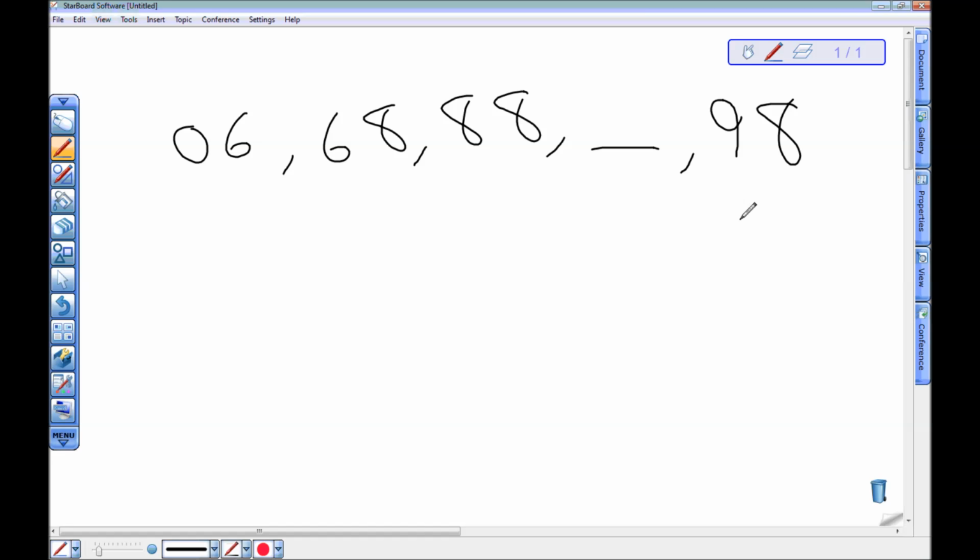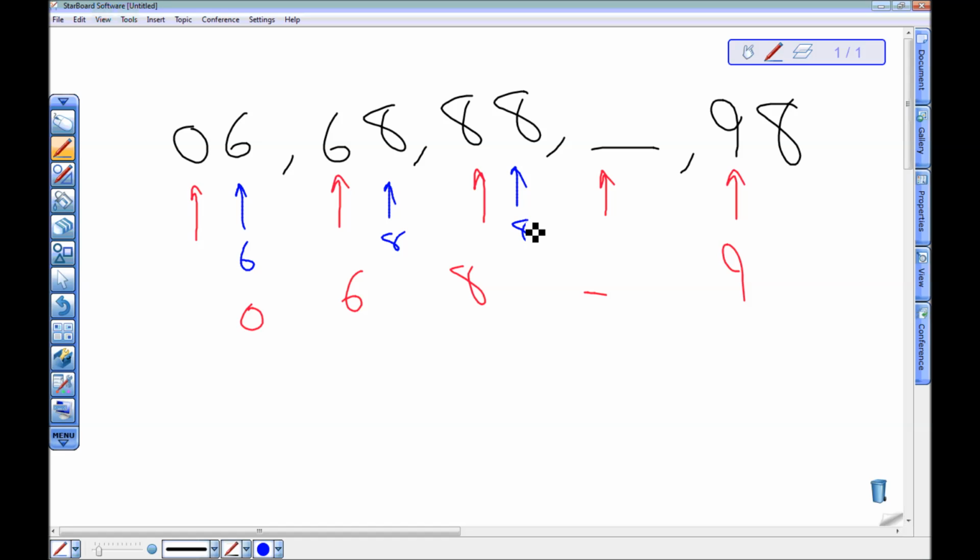All right, the next thing I thought about was, what if I look at just the first digit of each of these? Well, the first digits are 0, 6, 8, I don't know, and 9. That didn't look real helpful. But what if I look at the second digits? That's a 6, an 8, an 8, I don't know, and an 8. That seems suspect, and it makes me almost believe maybe the second digit here is 8 just because it must fit some kind of pattern here.